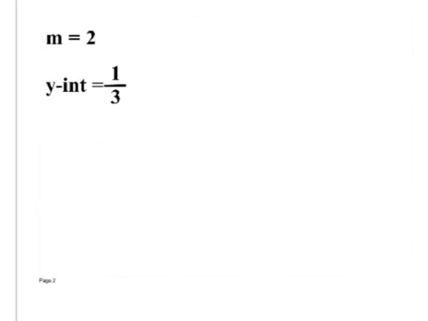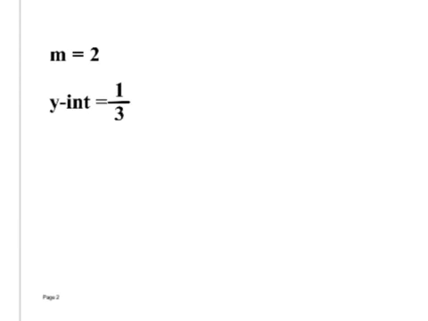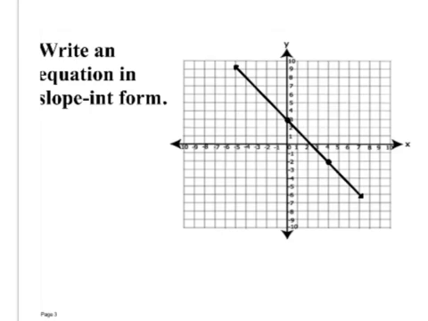Alright, write down your slope and y-intercept for this. And then write an equation using the slope and this y-intercept. Y equals 2x plus 1/3. It would be 0.3.